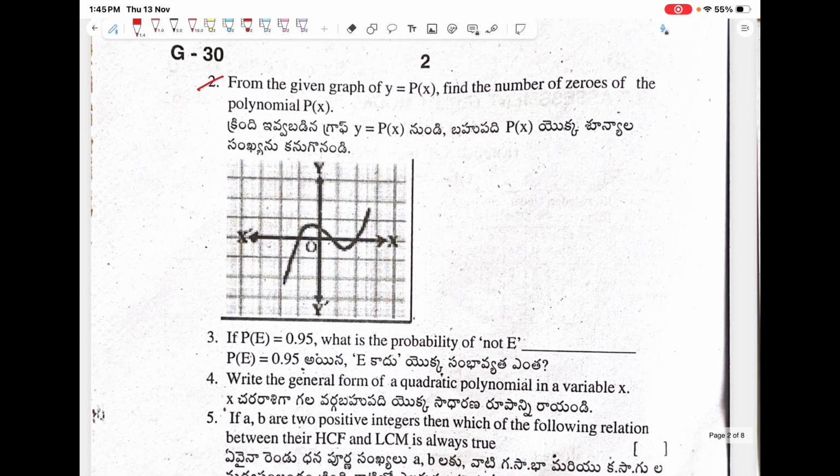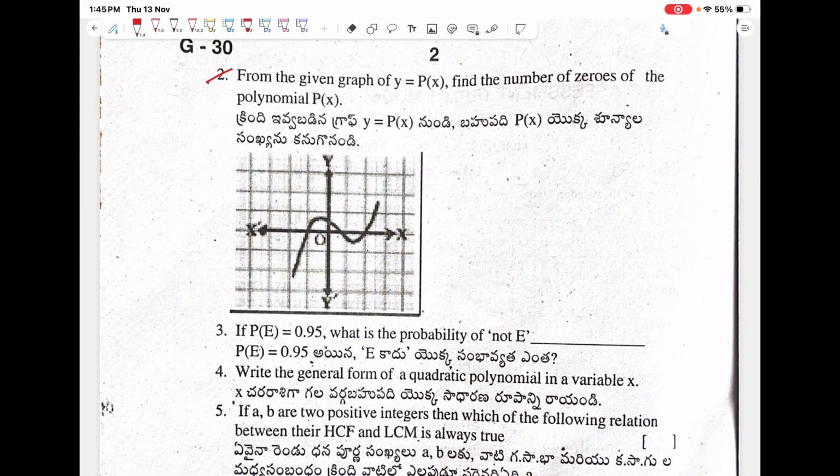Now you can see the second question. From the given graph of y equal to p of x, find the number of zeros of the polynomial p of x. According to the question, they are just asking how many zeros there are. So you observe the figure. In how many places is the x-axis touching the graph? 1, 2, 3. So you have only 3 zeros of the polynomial.